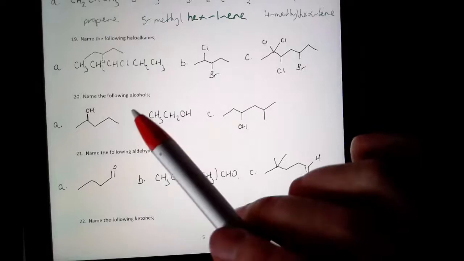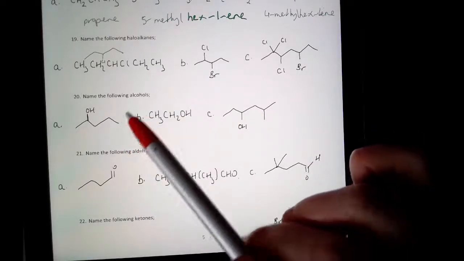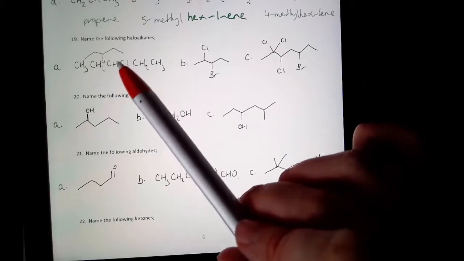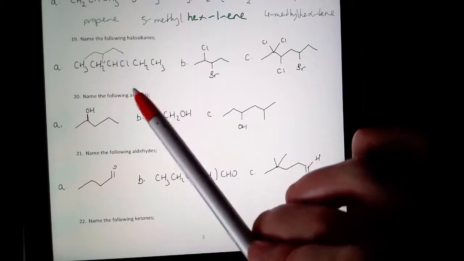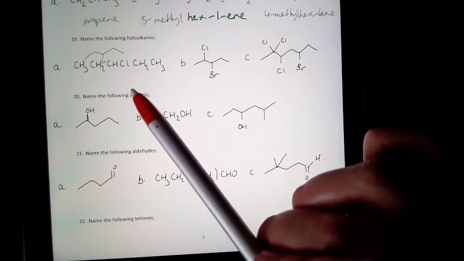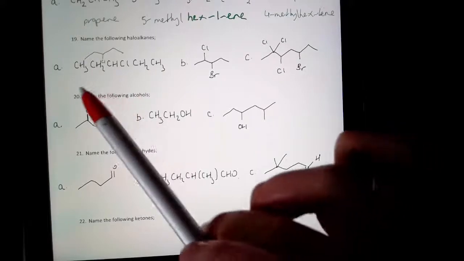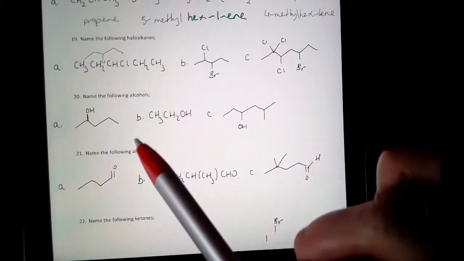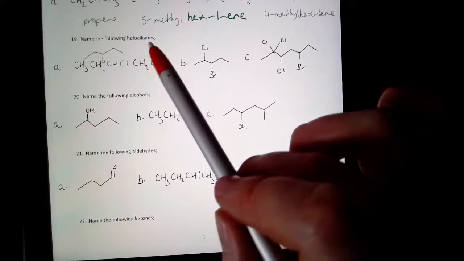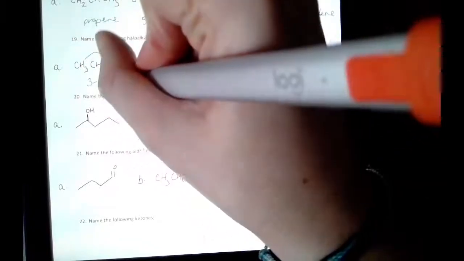That chlorine is in group 7. Halogens can only form 1 bond. So I know that that chlorine is not part of the chain, even though it's not in a bracket. I know it's a substituent. It cannot be in the middle of the chain because halogens can only form 1 bond. So if I look at the length of my chain, I've got 5 carbons. It doesn't matter if I go left to right or right to left. That chlorine is going to be on carbon number 3. So it's going to be 3-chloropentane.